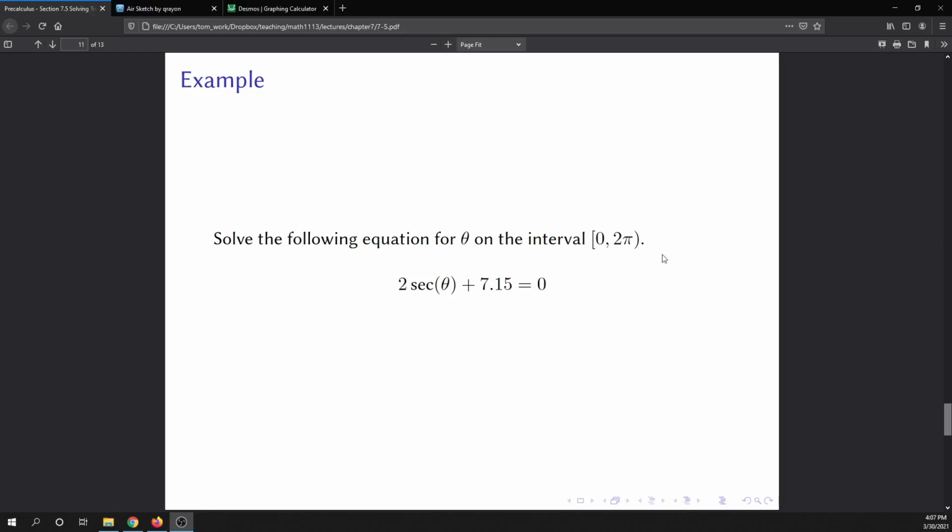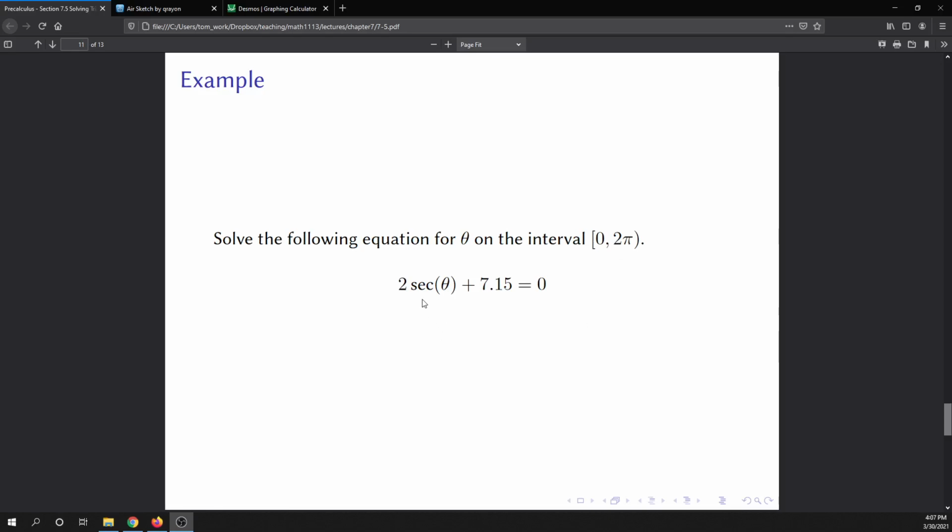In this video, we are going to solve the following problem. It says, solve the following equation for theta on the interval from 0 to 2 pi. Notice here they give the interval in terms of radians, right? There's no degree sign. So in this problem, we are using radians, and so we want to express all the solutions in radians.